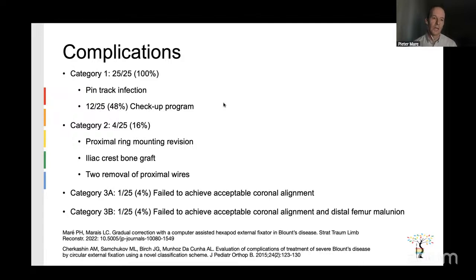And then there were 2 category 3 complications. 1 patient was slightly overcorrected into valgus, but she accepted the deformity and she declined any further surgery. And the last patient, the grade 3B, we slightly undercorrected that tibia, and the patient fell and sustained a distal femur fracture, which does occur as well. And unfortunately, that was plated in 5 degrees of varus. So those were the 2 category 3 complications in our patients.